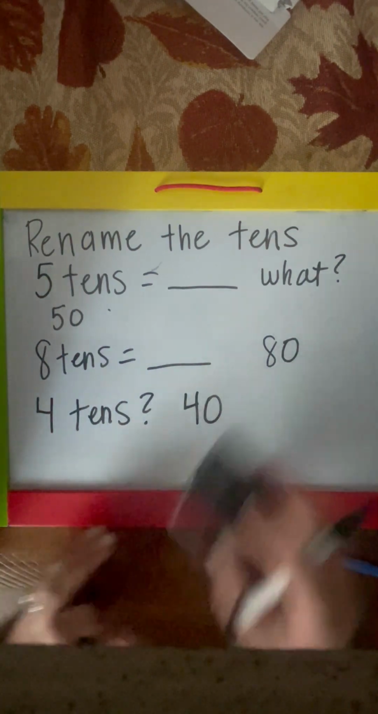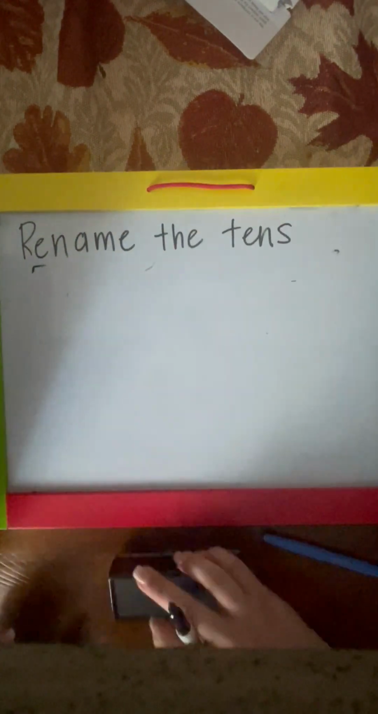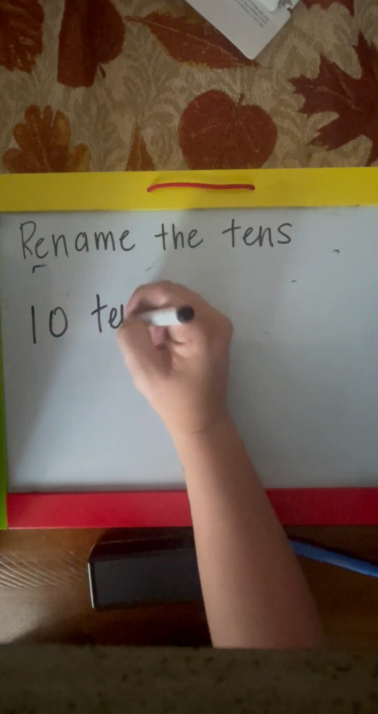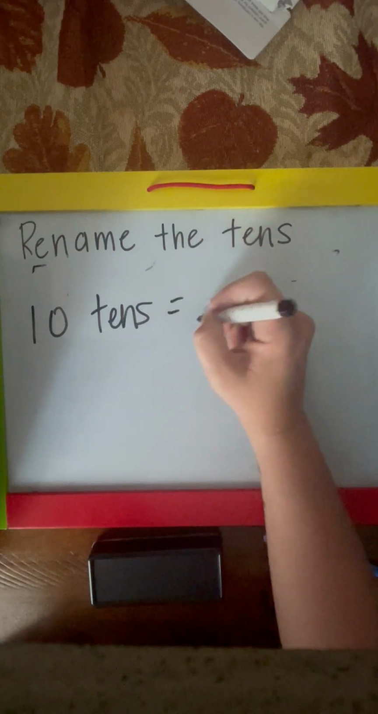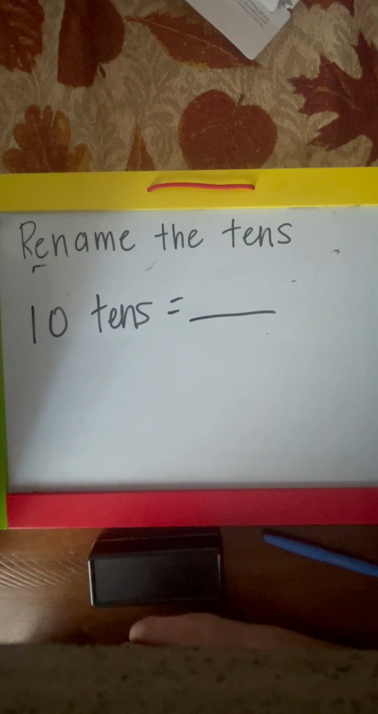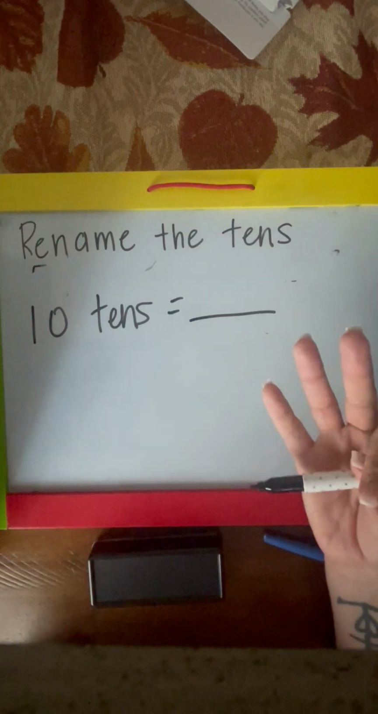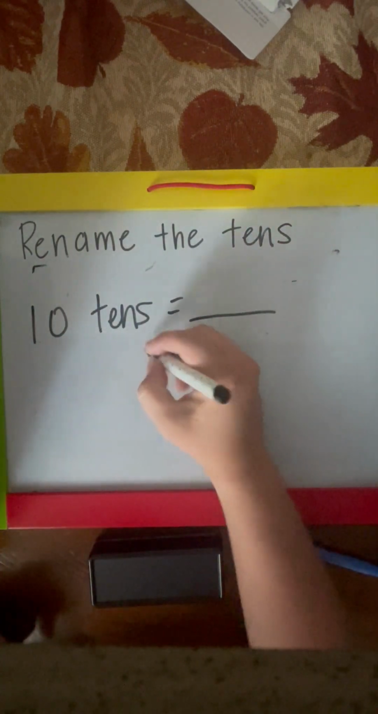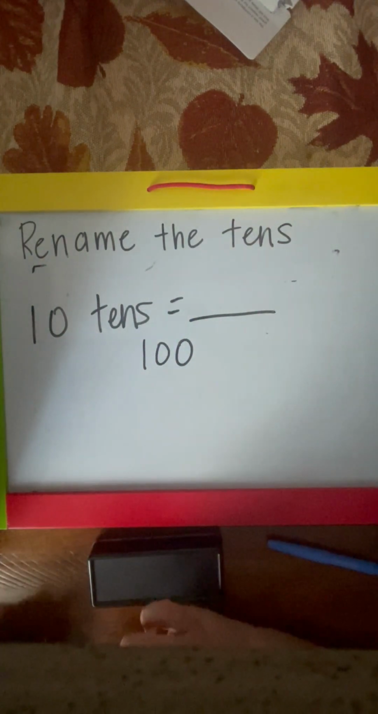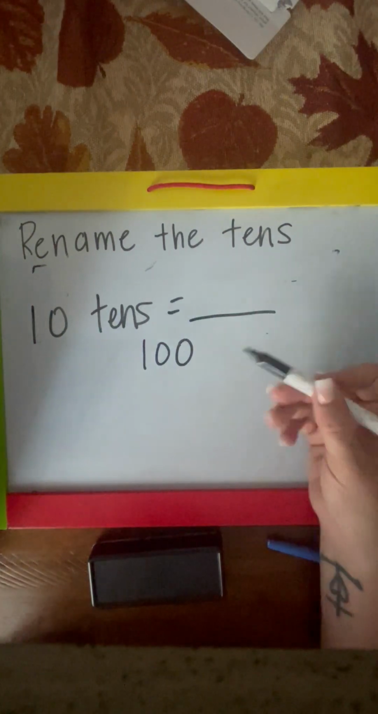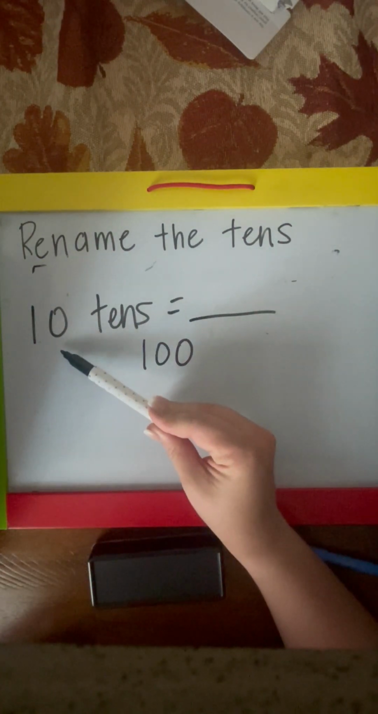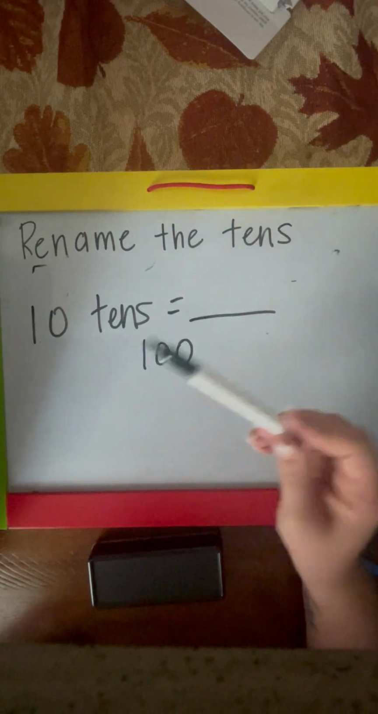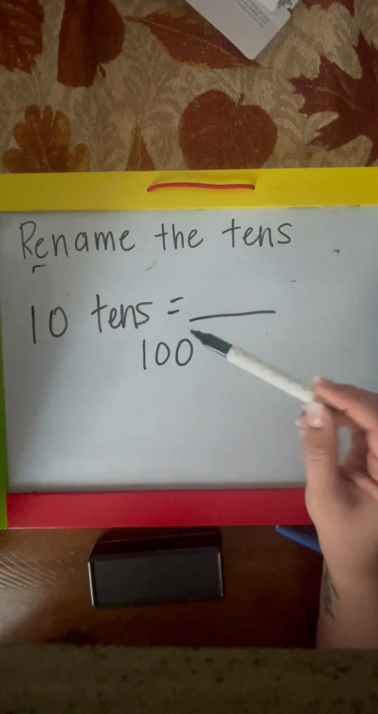Let's make this a little bit harder. We are going to do 10 tens equals what, class? If you count by your hand, 10, 20, 30, 40, 50, 60, 70, 80, 90, 100. 100. If you notice the trick, you're just having to add an extra 0. So the pattern of 9 is 90, 8 is 80, and then 10, you're adding another 0.